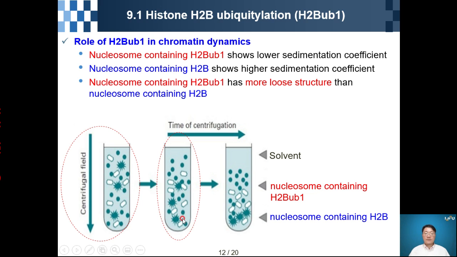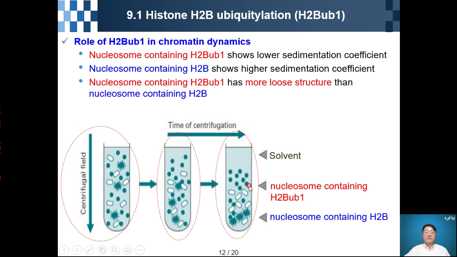At the final step, you will see that molecules with a higher density, or a higher sedimentation coefficient, are located in the bottom region, and molecules with a lower density, or a lower sedimentation coefficient, are located in the middle region.